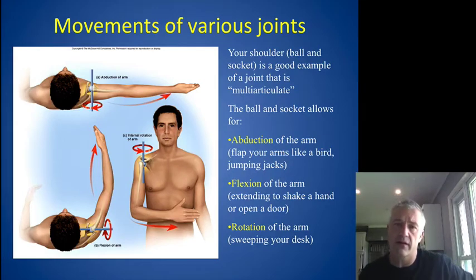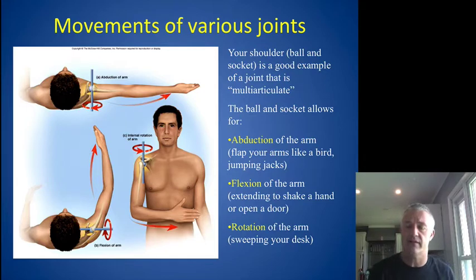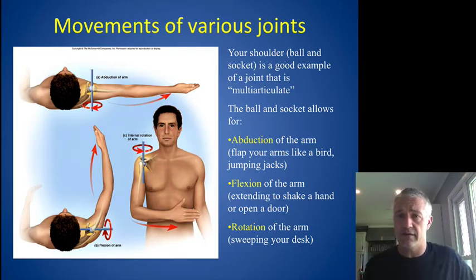Alright, so what we're going to take a look at now is just some of the different types of movements that we're going to see at these different joints. And again, as we start talking about muscles and the actions of muscles, this is what we're really going to be referring to of different muscles, that they adduct this or they abduct that. So again, your shoulder is a ball and socket joint. It is a multi-articulate joint. It's one that can do a number of different things.